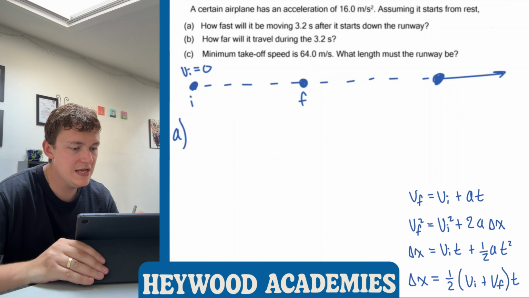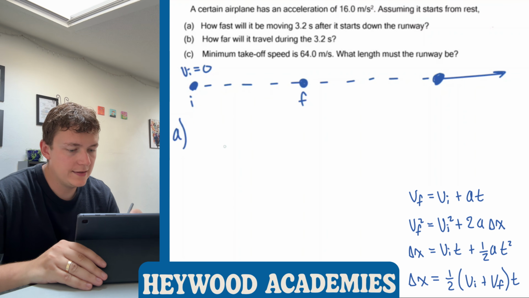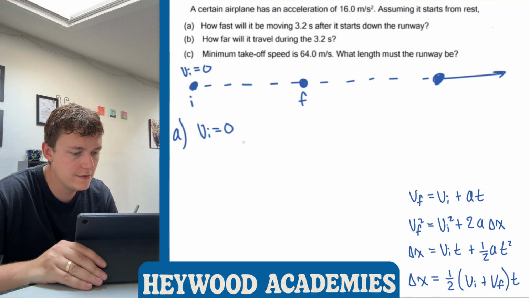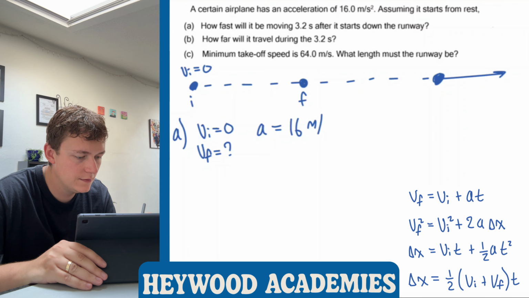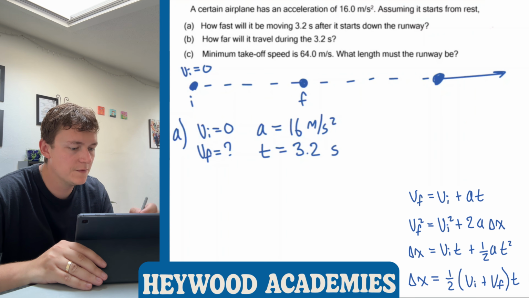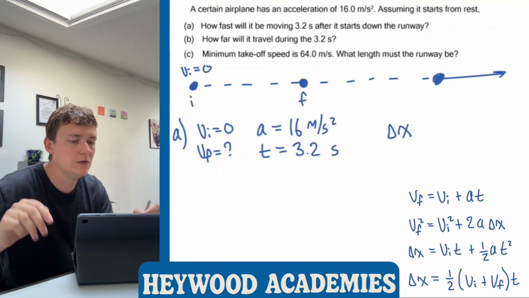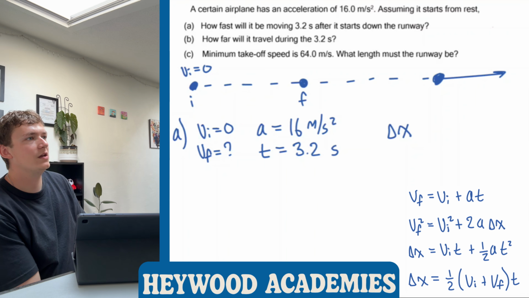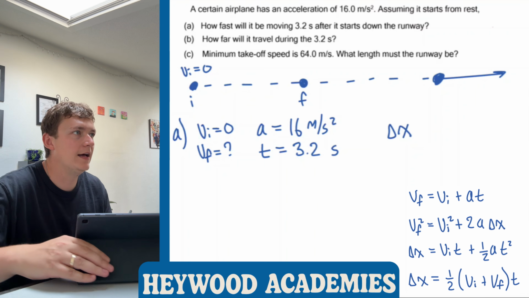And for parts A and B, we know that the initial velocity is 0, final is unknown, which is what we're trying to solve for. We know the acceleration is 16, and we know the time that it took to get there was 3.2 seconds. So the first part is we don't care about the displacement, we're only looking for the final velocity. So we can go ahead and grab the equation which does not have displacement in it.